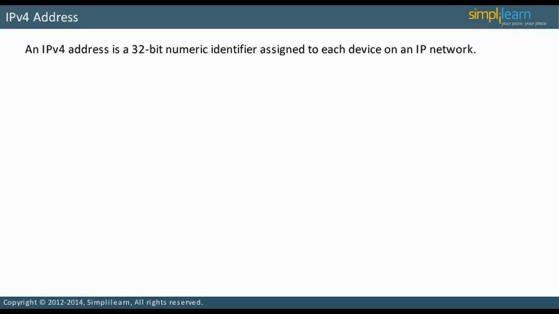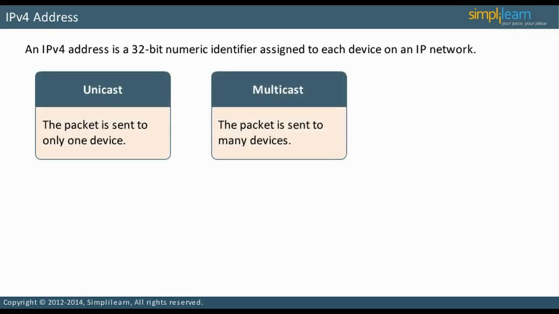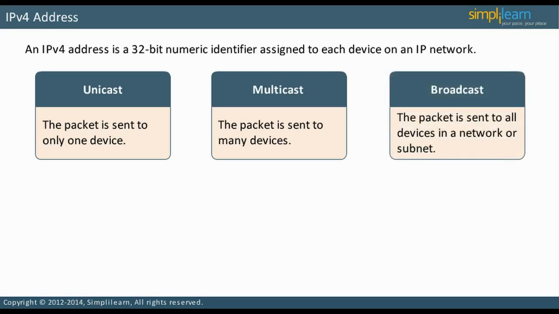There are 3 major types of IPv4 addresses. The first is unicast, where the packet is sent to only one device. The second type is multicast, where the packet is sent to many devices. The last type is broadcast, where the packet is sent to all devices in a network or subnet. For example, the broadcast address for the network 192.168.1.0/24 is 192.168.1.255.